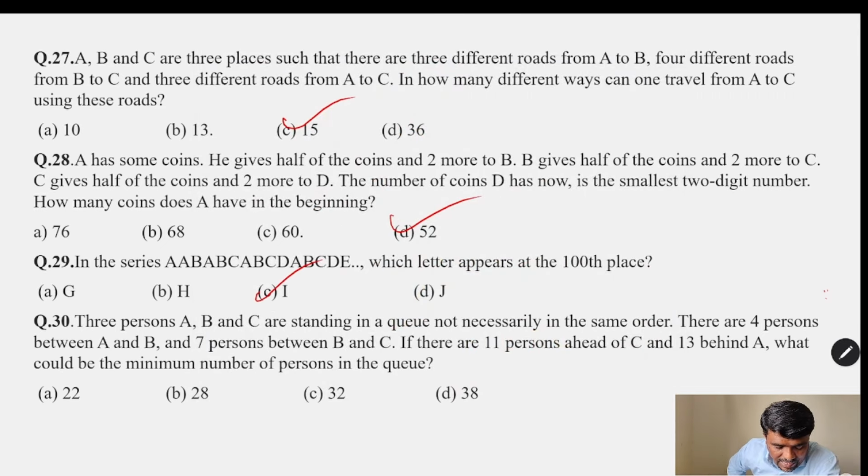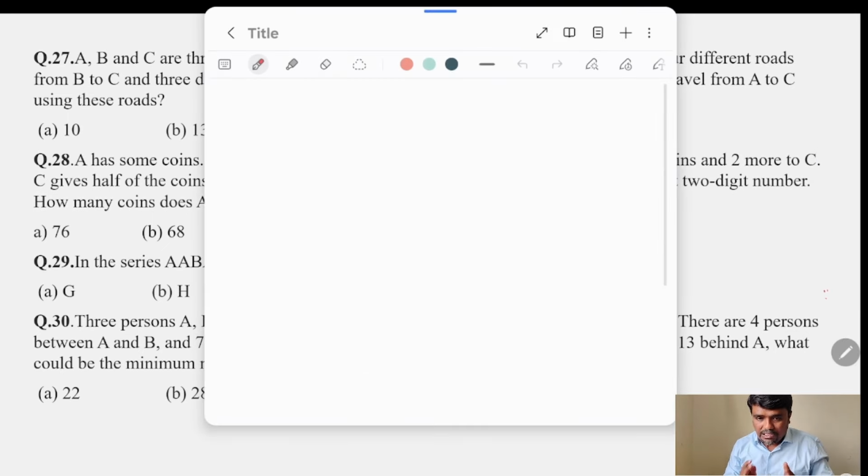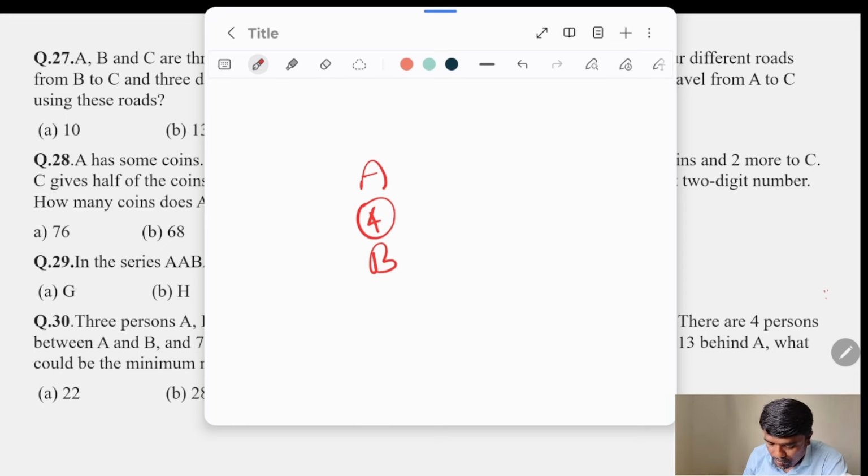Question number 30. Three persons A, B, and C are standing in a queue, not necessarily in the same order. There are four persons between A and B, and seven persons between B and C. There are 11 persons ahead of C and 13 behind A. What could be the minimum number of persons in the queue? The question is about the minimum number of persons, so I have to choose the possibility where persons are repeated. Between A and B, four people are there. Between B and C, seven people. Ahead of C, 11. Behind A, 13.